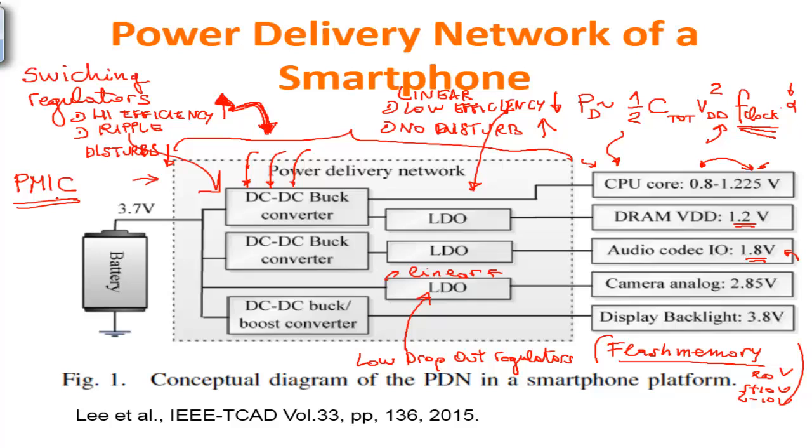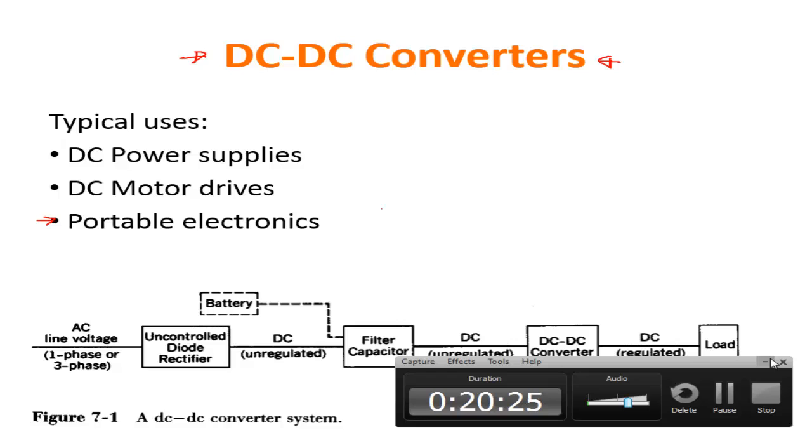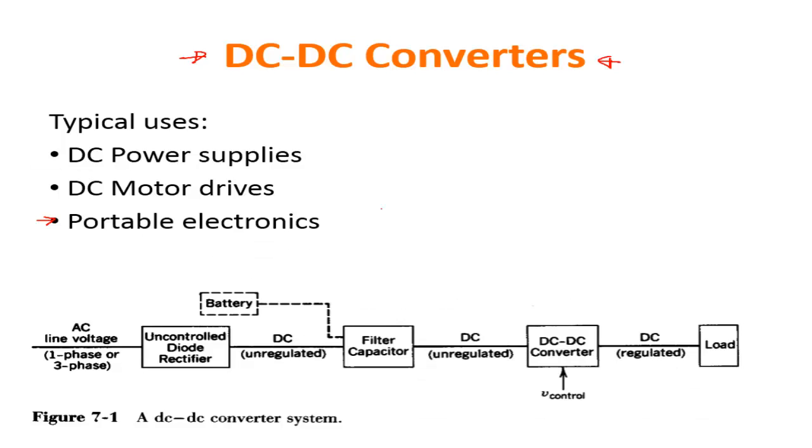So what we need now is to look a bit into the details of the operation of a DC-DC buck converter, of a boost, and of a buck-boost converter. DC-DC converters are used, of course, in portable electronics, not only in smartphones, but also for the driving of DC motors. That for the moment is not of interest for us.